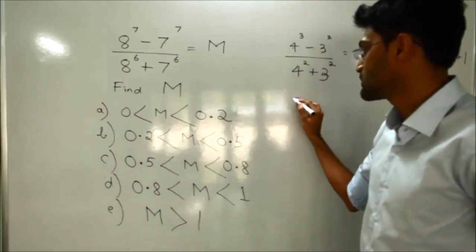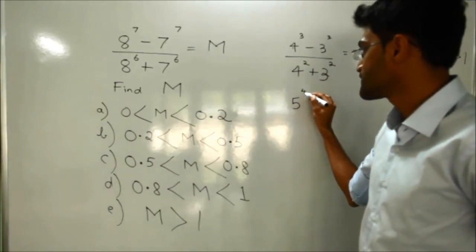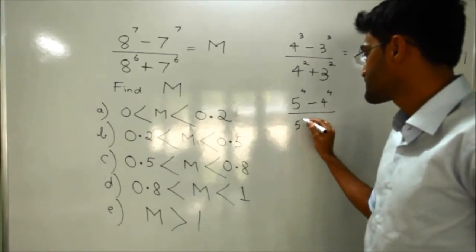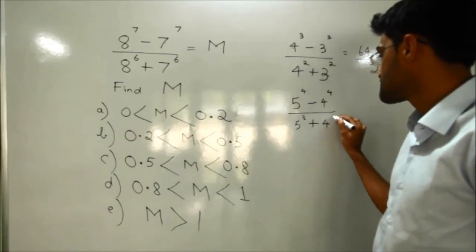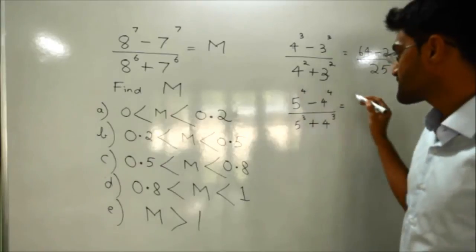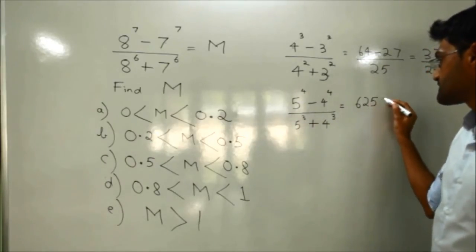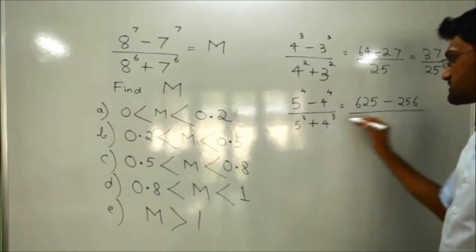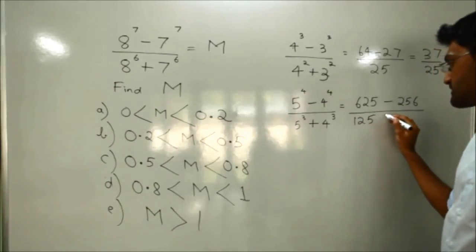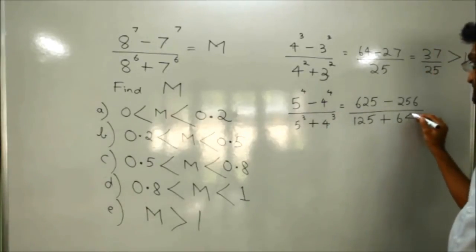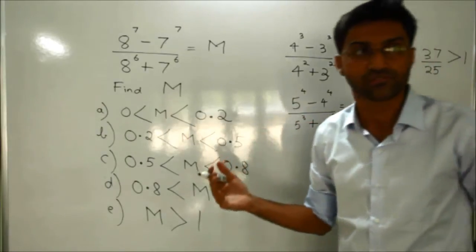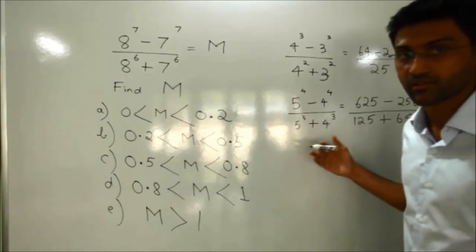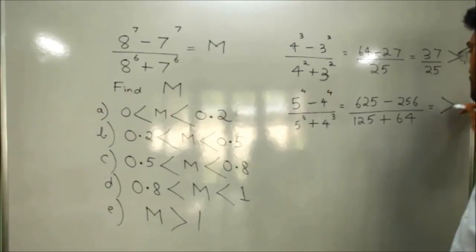So let us check out a few more values. Let's go to the next level and see whether it still holds good. Let's look at 5 raised to 4 minus 4 raised to 4 over 5 cubed plus 4 cubed. So 5 raised to 4 is 625. 4 raised to 4 is 256. 5 cubed is 125, while 4 cubed is 64. As you can see, you need not compute this too much. This value is going to be closer to 400, while this value is going to be a little less than 200. Quite clearly, the value is more than 1.